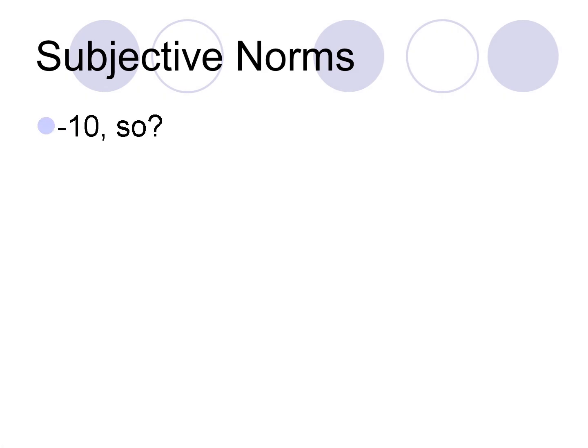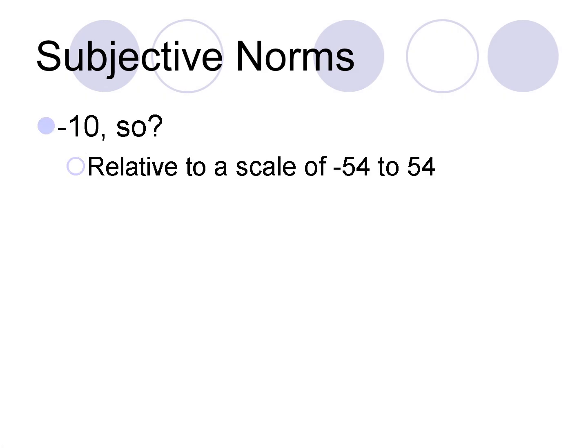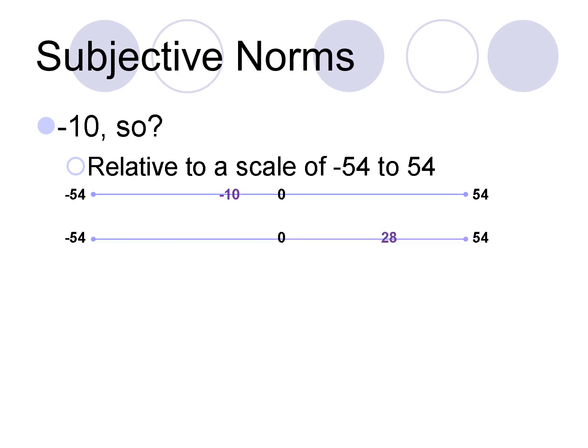As before, the -10, so what? And as I said a second ago, it's relative to the scale of -54 to a +54, and so that would look something like this, where yes, they have a negative score, it's a -10, but on this scale, the numbers come out at the -54. So they think that there's not support for it, but it's not overpoweringly strong to keep them from doing it. But it could be worse. You could have a +28 and feel like there's a lot of people encouraging them to be texting and driving.